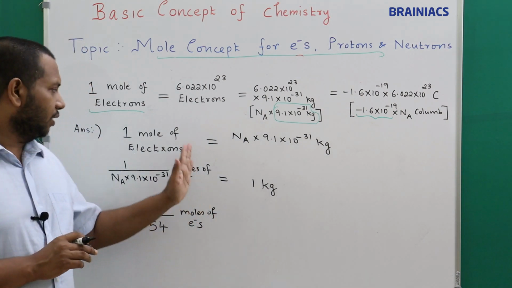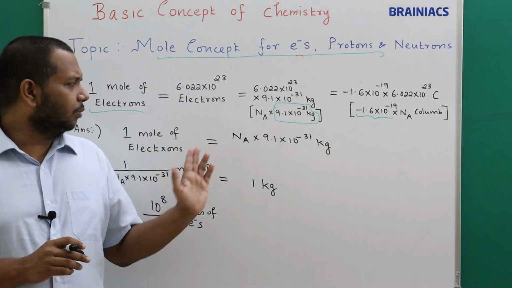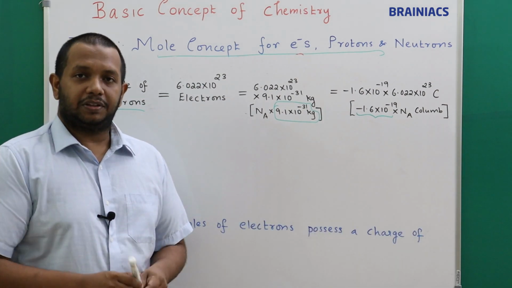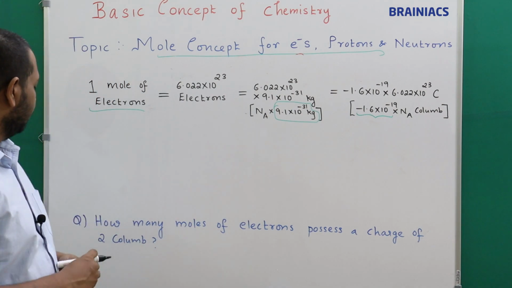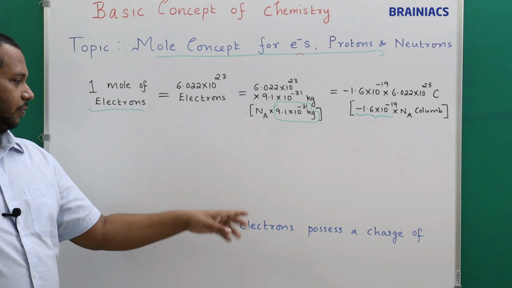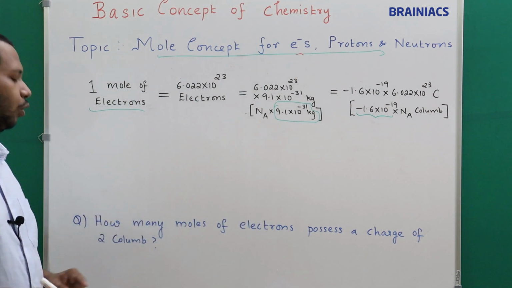Okay, I hope you are now understanding the concept very clearly. So we will do some more questions and wind it up. So we will try to see the next question here. Read the question. The question is, how many moles of electrons possess a charge of 2 coulomb?